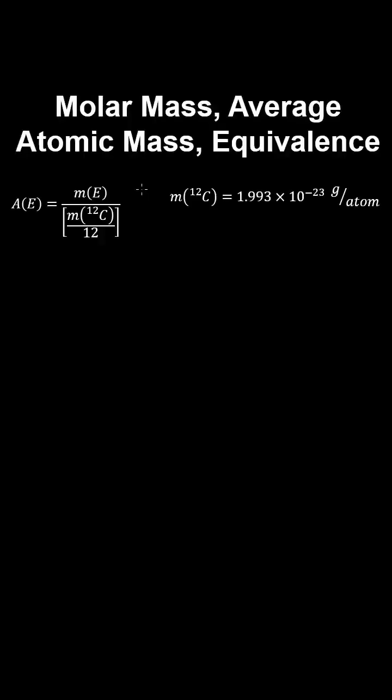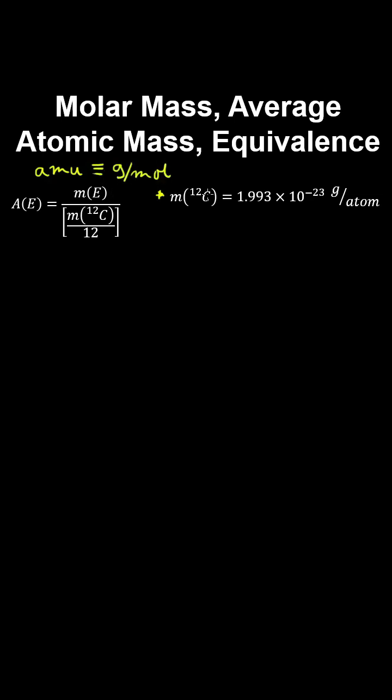And you can obtain these values using the data from the Physical Measurement Laboratory of the National Institute of Standards and Technology. The average atomic mass of an element in the periodic table is given relative to the atomic mass of the carbon-12 isotope. And this is done to make the average atomic mass, which is in atomic mass units, equivalent to the molar mass, which is in grams per mole.